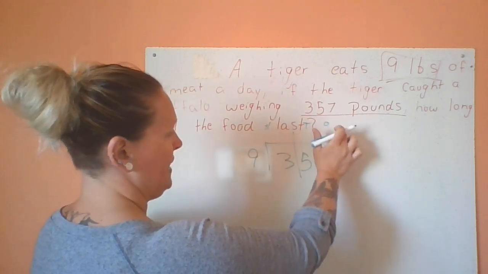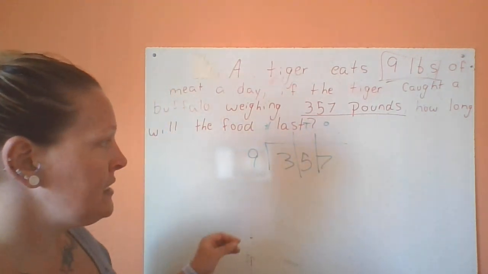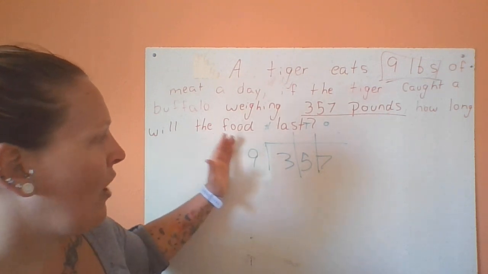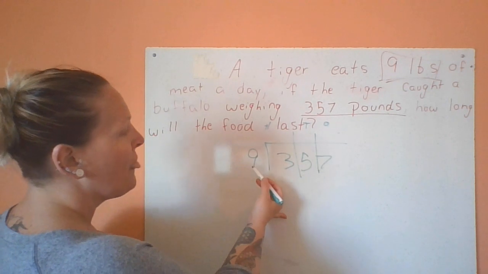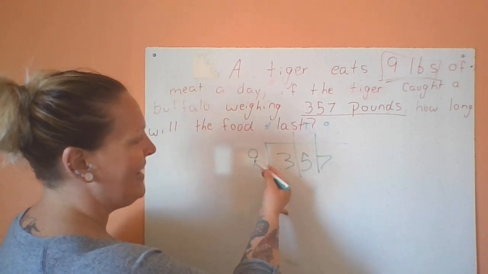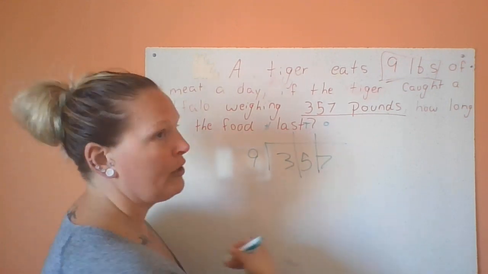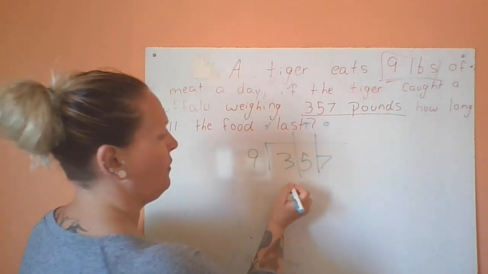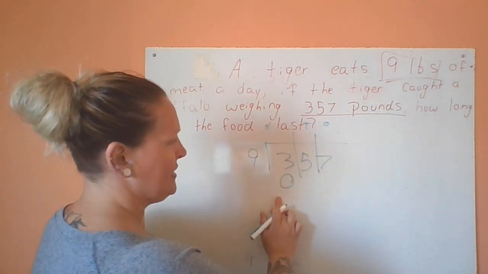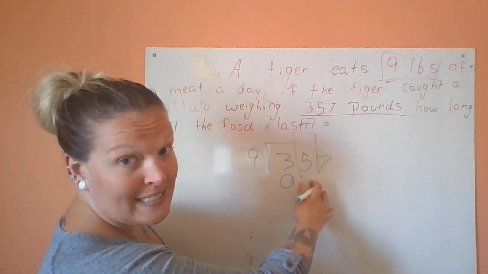So we have our hundreds, our tens, and our ones. The first step is to find out how many nines go into our hundreds place. So we would have to see how many times 9 goes into 3, or 300. Unfortunately, 9 does not go into 3, so we would put a 0 in our hundreds spot and then move over to our next number.